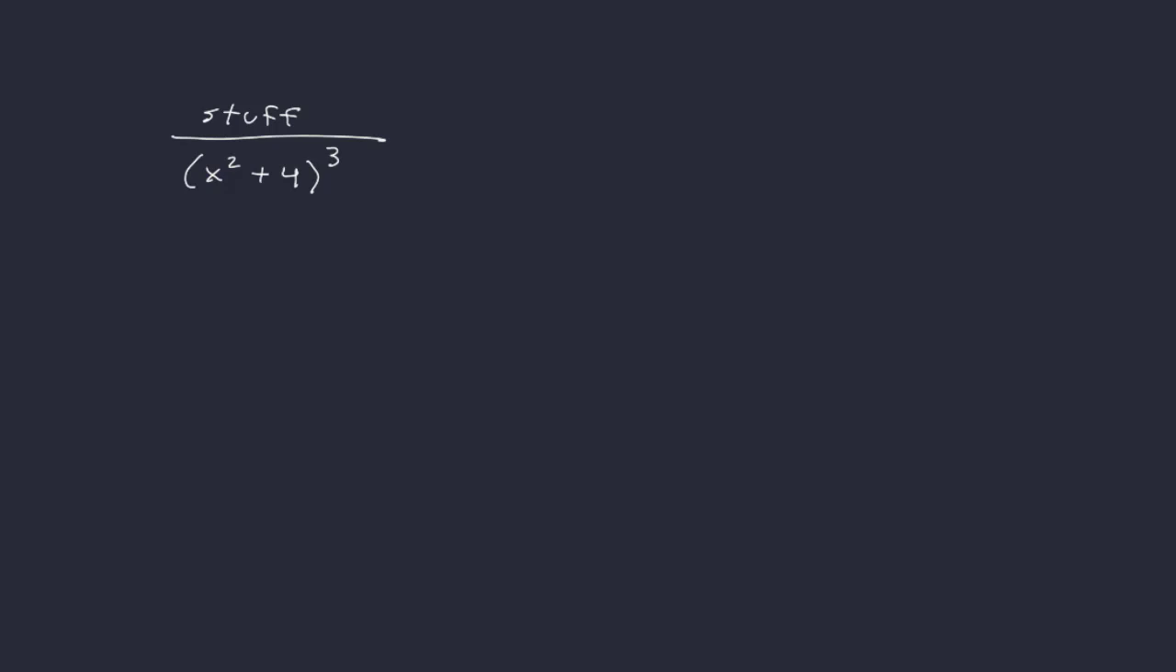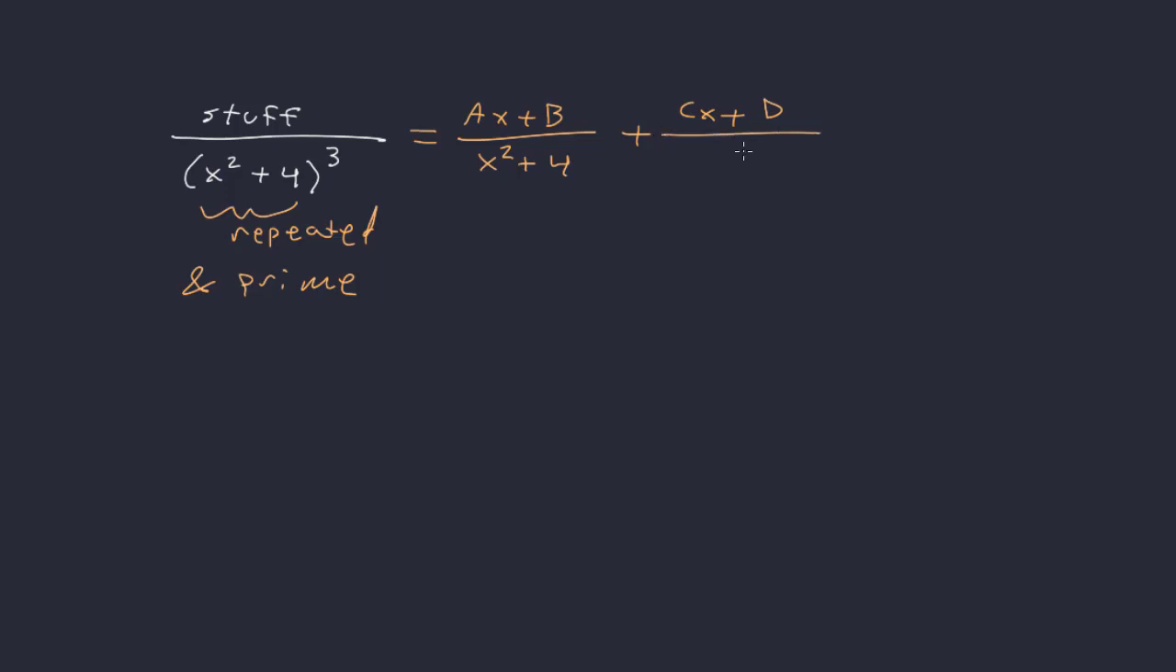Now I don't want to melt your brain with some more examples, but one last thing I want to mention, and this all works in pretty much the same way, is if you have a repeated factor, so this is repeated because we're cubing it, and irreducible, or prime, well, we do just like we did before. We need an ax plus b for just the x squared plus 4. We need a cx plus d for x squared plus 4 squared.